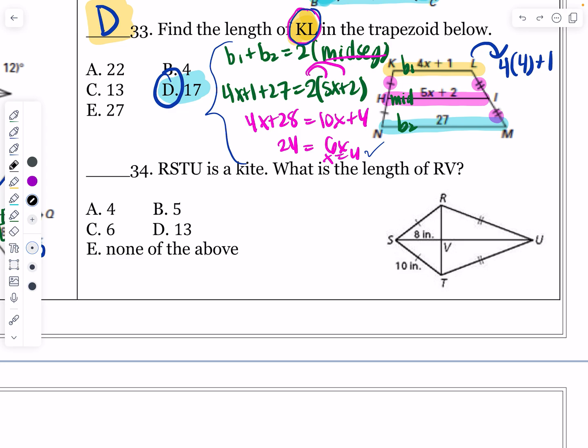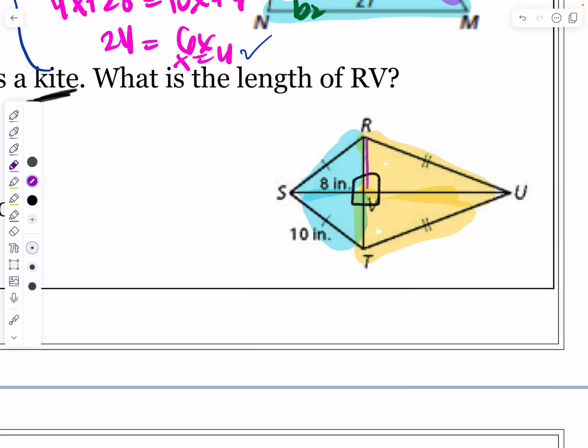RSTU. RSTU is a kite. That's important. If it's a kite, boom, these are perpendicular. And then it creates little baby blue right triangles that are congruent. And it creates the yellow right triangles that are congruent. This yellow one and this yellow one. Okay? All right, what else do I know about a kite? It says, what is the length of RV? So I'm looking for this purple piece right here.